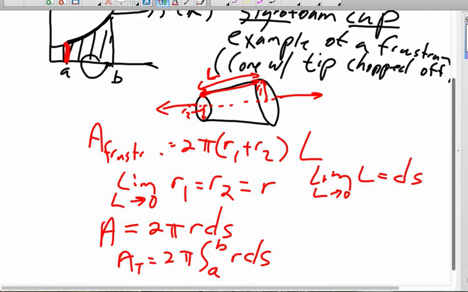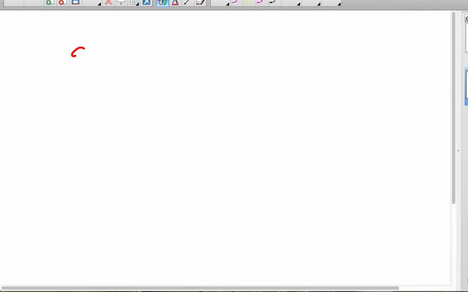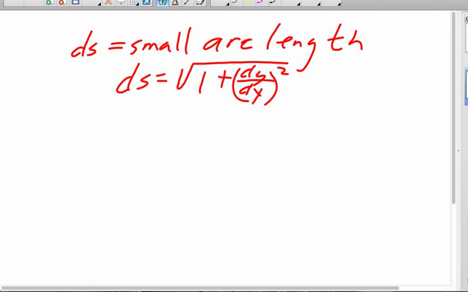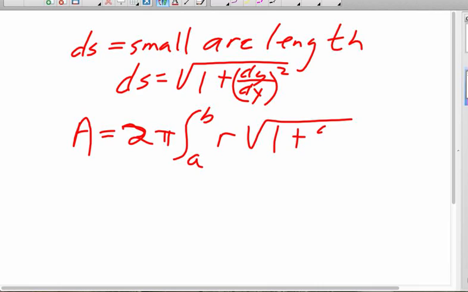And if you remember, we already talked about this small length last time. ds is basically our small arc length that we were integrating before. So ds is going to be the square root of 1 plus dy/dx squared, and this ought to look familiar. If we plug all of this back in, my area is going to equal 2 pi times the integral from a to b of r times the square root of 1 plus dy/dx squared dx.